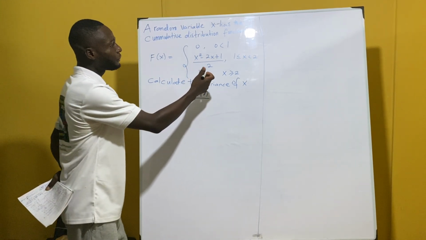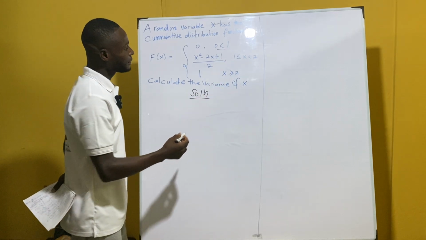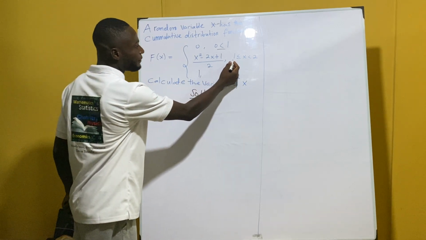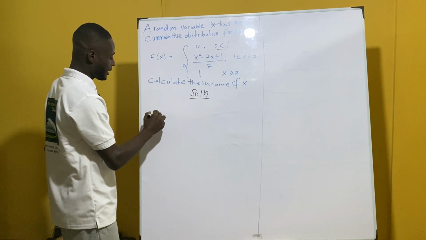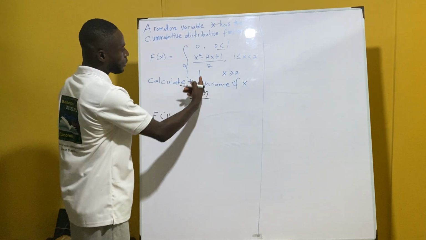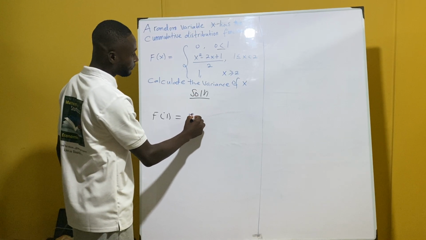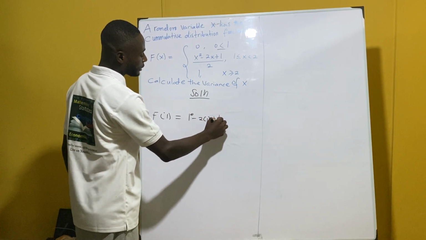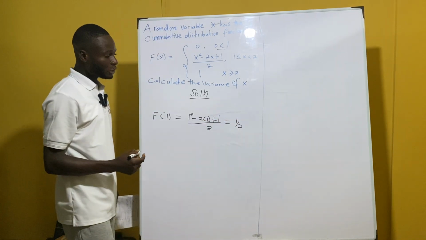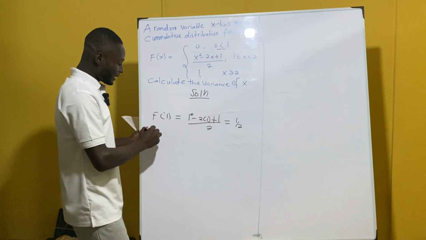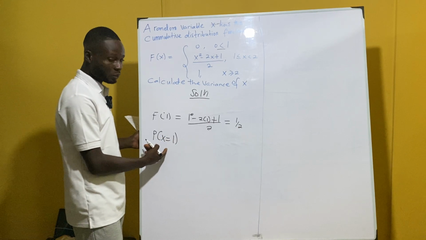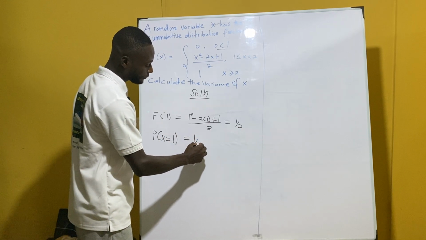Having the CDF form, you know that this is the discrete case and this is the continuous case as well. So now, we know that F of 1 is going to be 1 squared minus 2 into 1 plus 1, all over 2. And that gives us half, right? So this implies that when x is equal to 1, the probability of x equals 1 is equal to half, right?